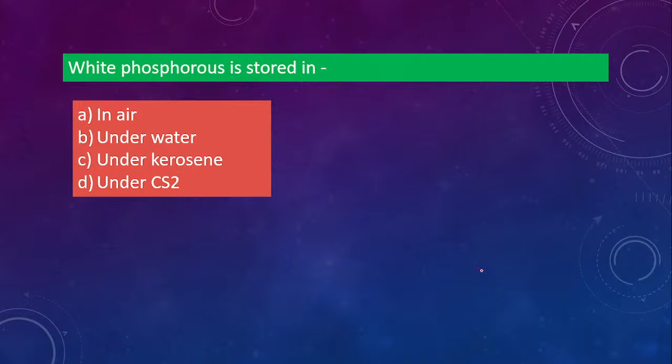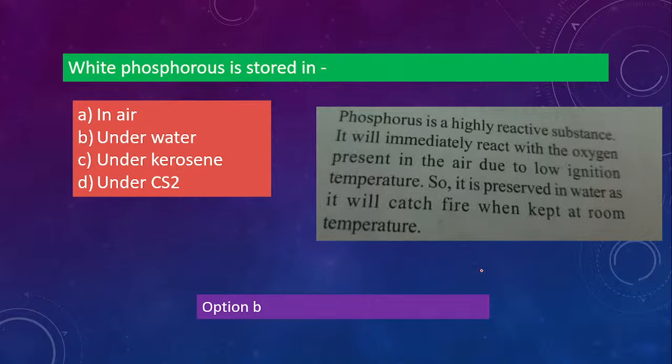Okay, let's see the answer. The answer is B. Very good. Underwater. White phosphorus is stored underwater, not in air, not under kerosene, not under carbon disulfide. See the reason why. Phosphorus is highly reactive, right? Like sodium and potassium that react violently with water. So phosphorus is also highly reactive.